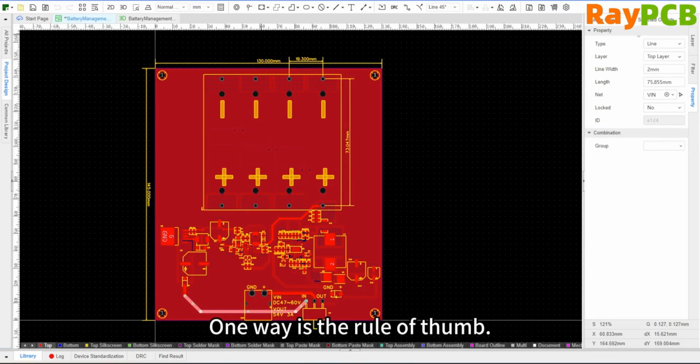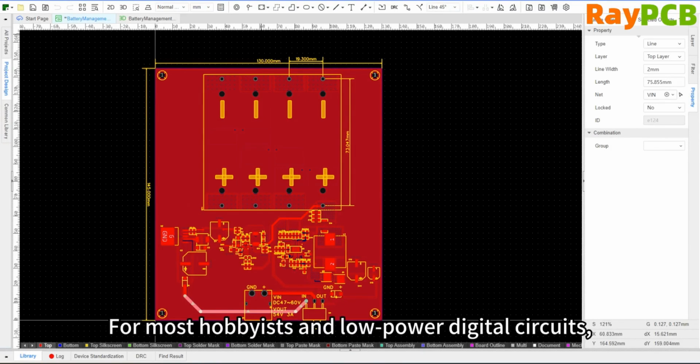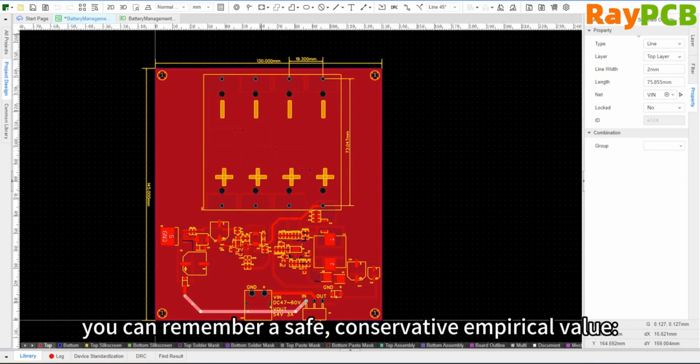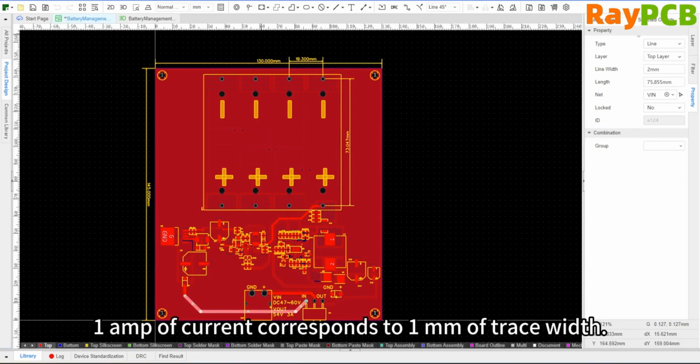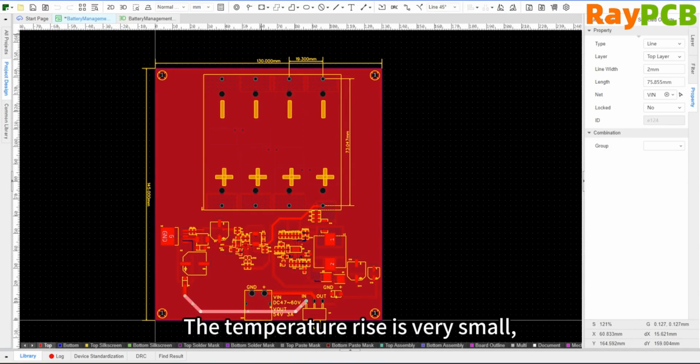One way is the rule of thumb, which is suitable for lower currents and quick calculations. For most hobbyists and low power input circuits, you can remember a safe and conservative rule of thumb. 1 ampere of current corresponds to 1 millimeter of trace width. This rule is based on the condition of standard 1-ounce copper thickness with very little temperature rise and is sufficient for the vast majority of situations.